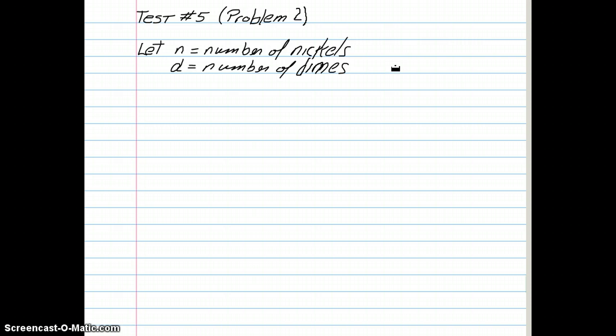Now the first piece of information that the problem gives me is there are 7 times as many dimes as nickels. So there are more dimes than nickels. If I have 1 nickel, I would have 7 dimes. If I had 2 nickels, I would have 14 dimes. 3 nickels, 21 dimes. So this information is giving me my very first equation. That equation is telling me that the number of dimes I have is always going to be more than the number of nickels. In fact, it's going to be 7 times as many, which is great. So that gives me one equation.